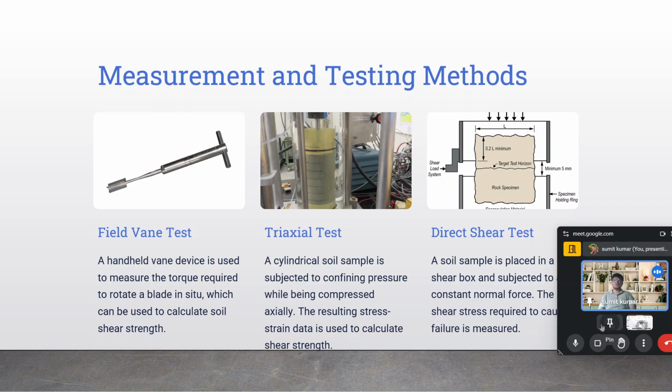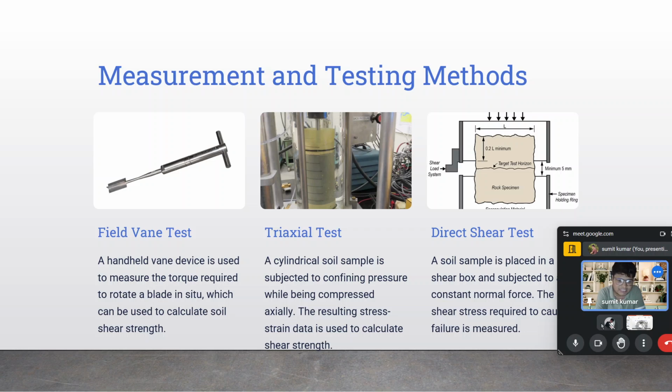So in a field vane shear test, a handheld vane device is used to measure the torque required to rotate the blade in situ, which can be used to calculate the soil shear strength. And in a triaxial test, a cylindrical soil sample is subjected to confining pressure while being compressed axially, and the resulting stress-strain data is used to calculate the shear strength.